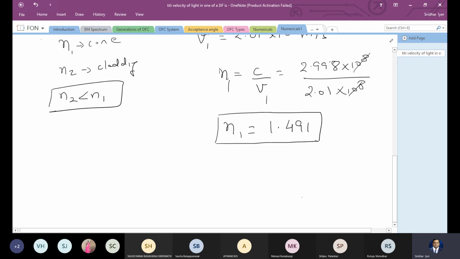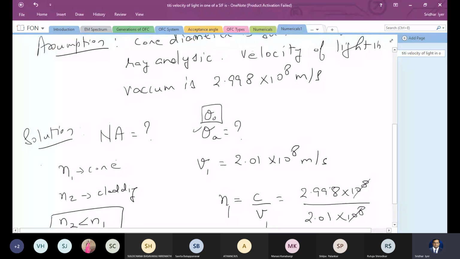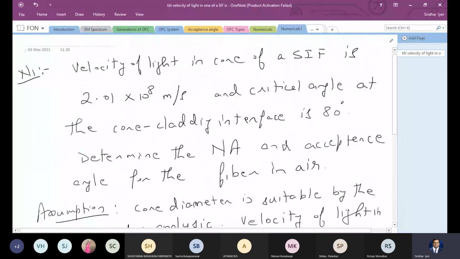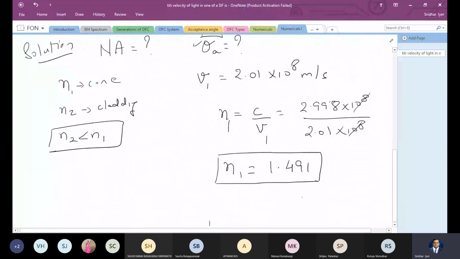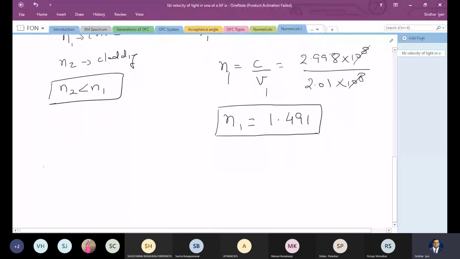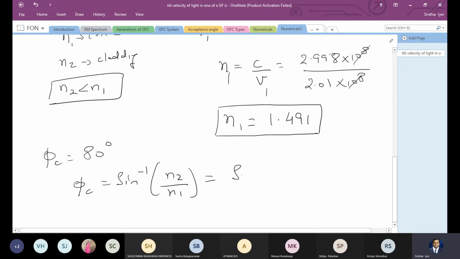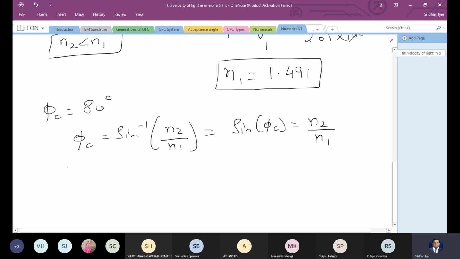The other information given to us is that the critical angle at the core cladding interface is 80 degrees. That means phi C is given to us as 80 degrees. And I know that phi C is sine inverse n2 by n1, or if I take the sine on the other side, sine phi c is n2 by n1. I already know the value of n1.